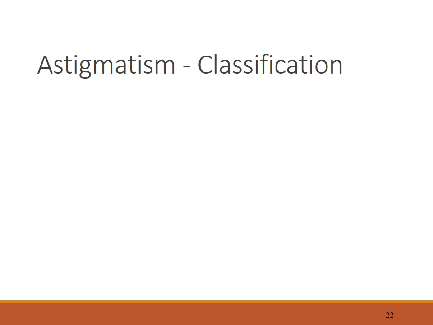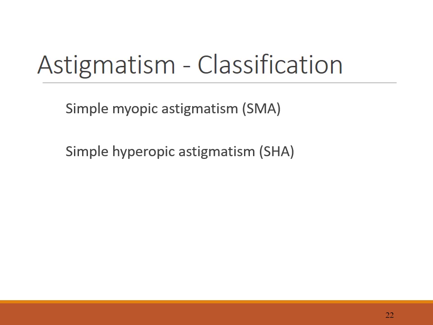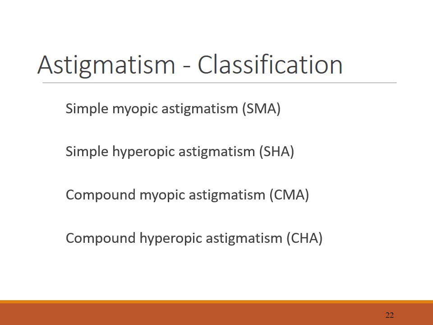The classification of astigmatism. We can classify astigmatism into 5 categories, which are simple myopic astigmatism, simple hyperopic astigmatism, compound myopic astigmatism, compound hyperopic astigmatism, and the last one is mixed astigmatism. Please go and find out the definition of each classification, and you should also know how to draw the diagram of each classification.